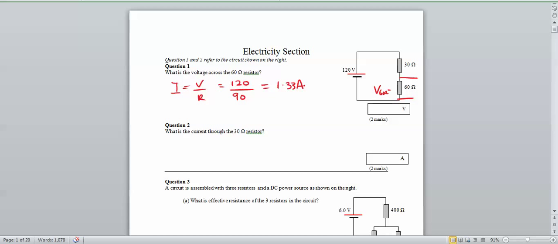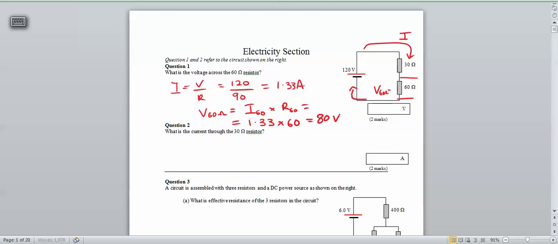So if we want to find the voltage across that 60 ohm resistor, then we can use Ohm's law. The current through the 60 ohm resistor is going to be the same, because the current through here is going to be the same as the current through here in a series circuit. So we've got 1.33 times 60, which is 80 volts. One mark for the working, one mark for the answer.